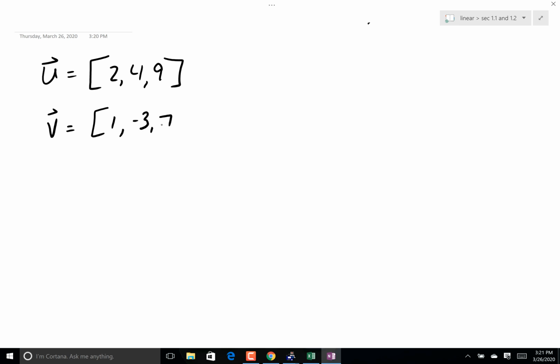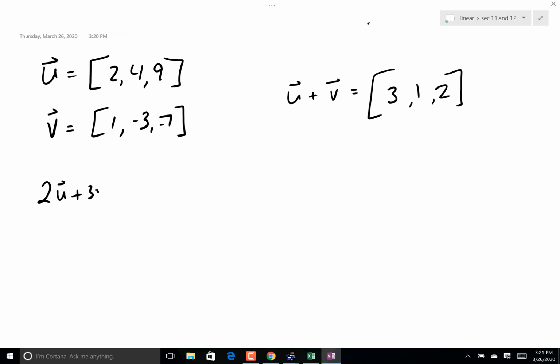I don't know, suppose you had some vector U, and some vector V, of course. To add them, I think it goes without saying, although I'm going to go ahead and say it because that's what I do, that when you add vectors, or subtract them, they have to be the same, dimensionally speaking. And 2 plus 1 is 3, 4 plus negative 3 is 1, and 9 and negative 7 is 2. Pretty easy. What would happen if you took 2u plus 3v?